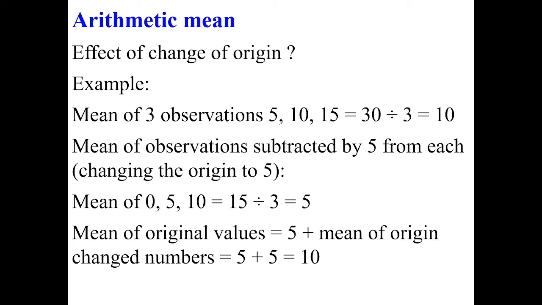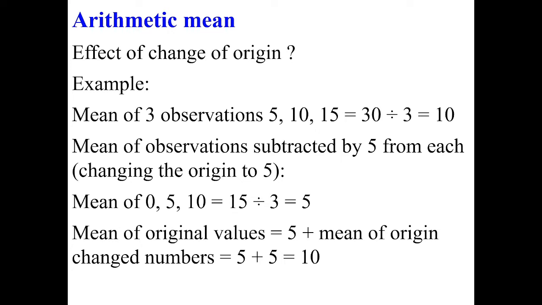So far so good. That is the mean of the observations. Now suppose these numbers are too big. If you think they are big, you can simply subtract 5 from each observation, or any number you like, from each observation.